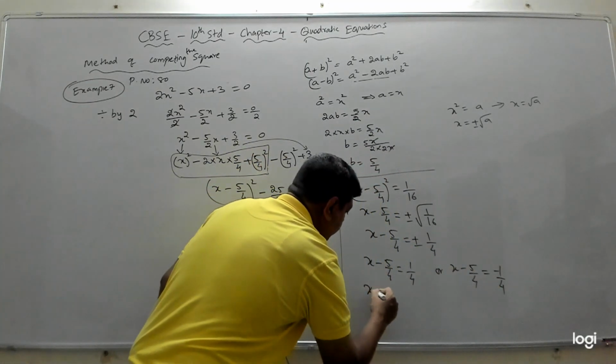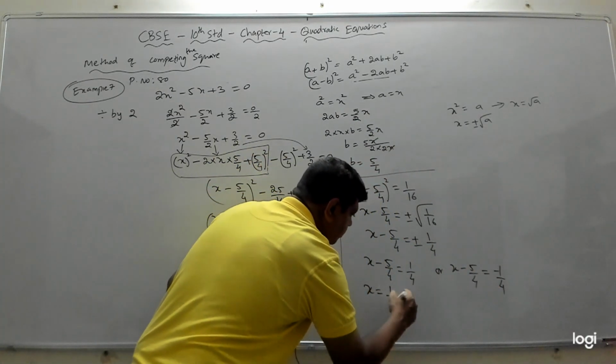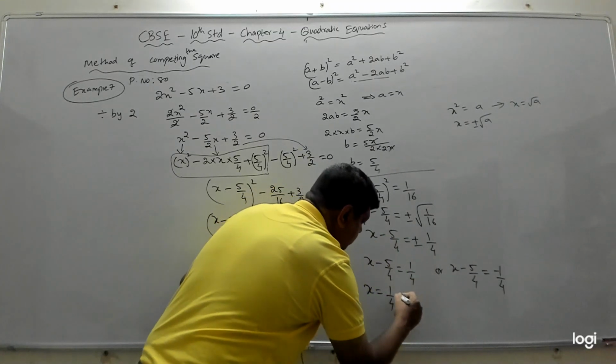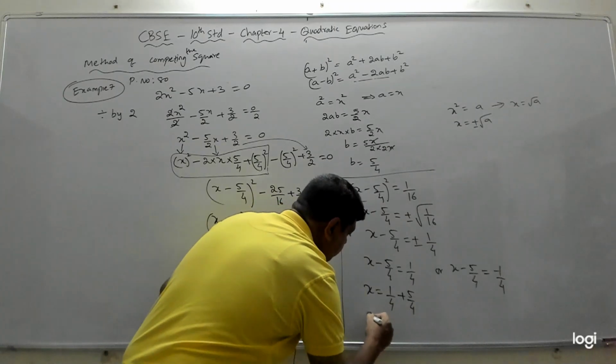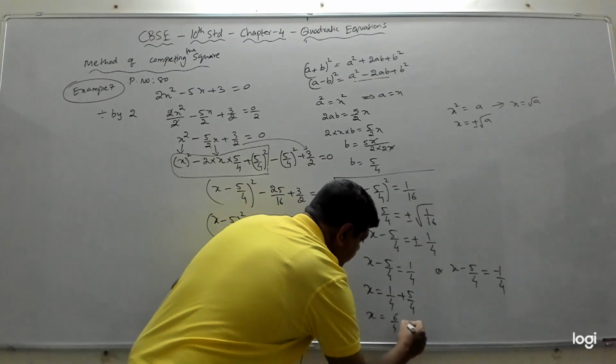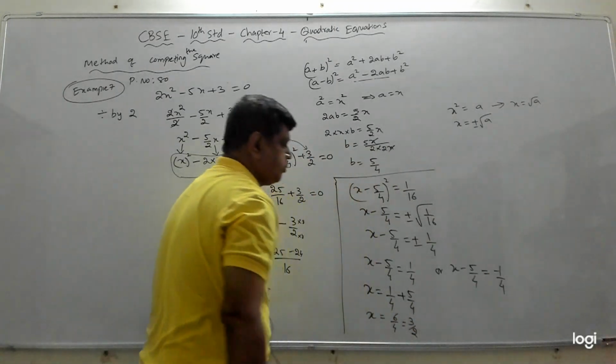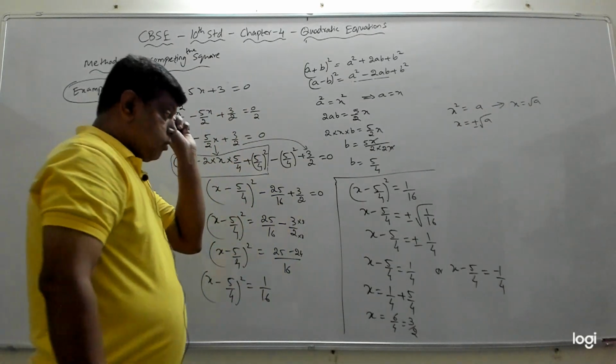Now x will become what? x is equal to, in this case, 1 by 4. This minus 5 by 4 goes that side and will become plus 5 by 4. Right? That gives you x is equal to 6 by 4. 6 by 4 is 3 by 2. So we have got the value of x.